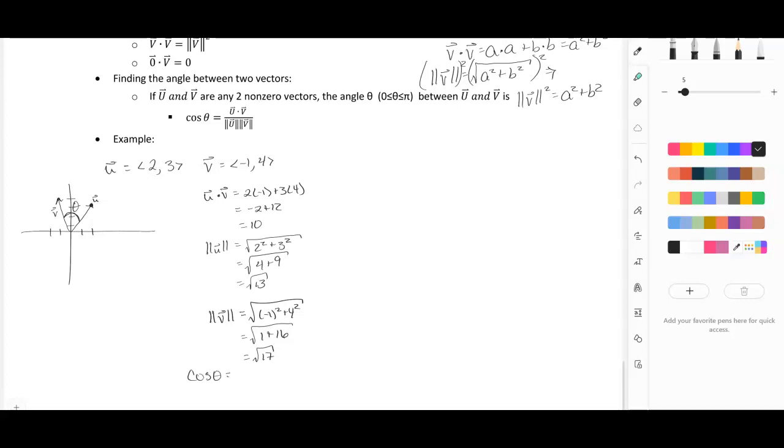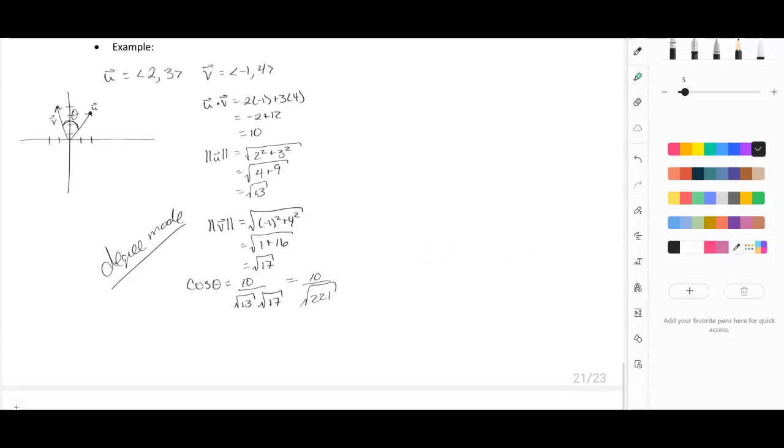So cosine of theta is going to be equal to 10 divided by square root of 13 times the square root of 17. And I'm going to simplify that. 13 times 17 is 221. And then now we're going to make sure we're in degree mode, whether you're using Desmos or your calculator. To find theta, we're going to take the inverse cosine or the arc cosine of 10 over square root 221. And theta is about 47 degrees. So that angle between those two vectors would be about 47 degrees.